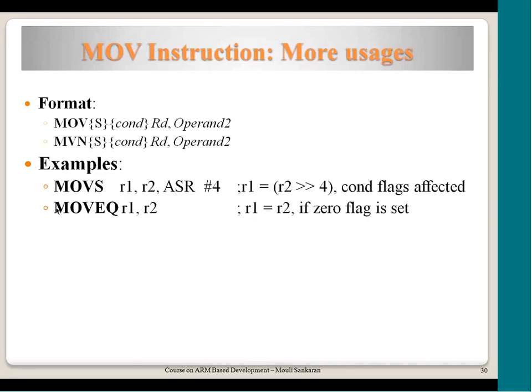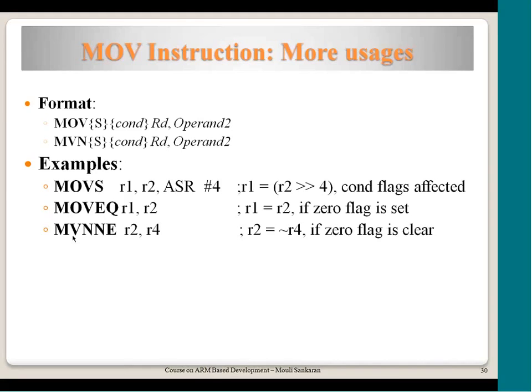So remember, it may not be the impact of the previous instruction. Whichever instruction executed earlier, whatever is the status of the zero flag or whatever conditional flag, based on that condition this instruction is executed. So if at this moment, when this instruction enters the execution stage, the zero flag was set, this will be executed, otherwise it will be ignored.